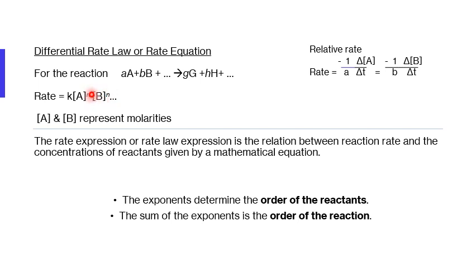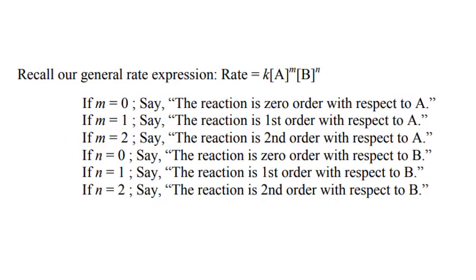So this one we can determine only through experiments. Okay, so the relationship between the rate and the reactant concentration. So this mathematical expression we call the rate expression or rate law expression. So for the previous equation, we wrote rate equals k [A]^m [B]^n.